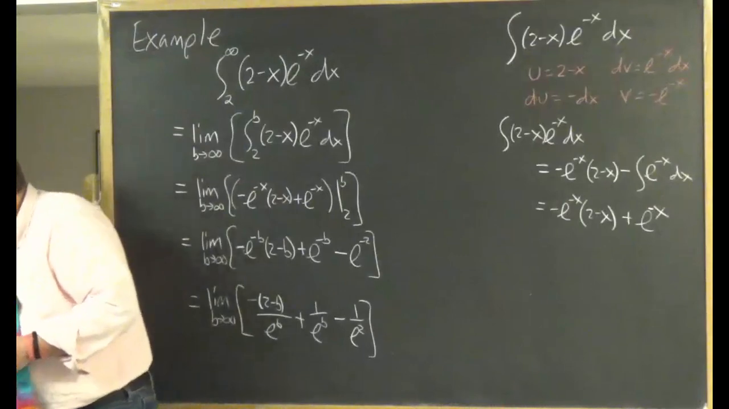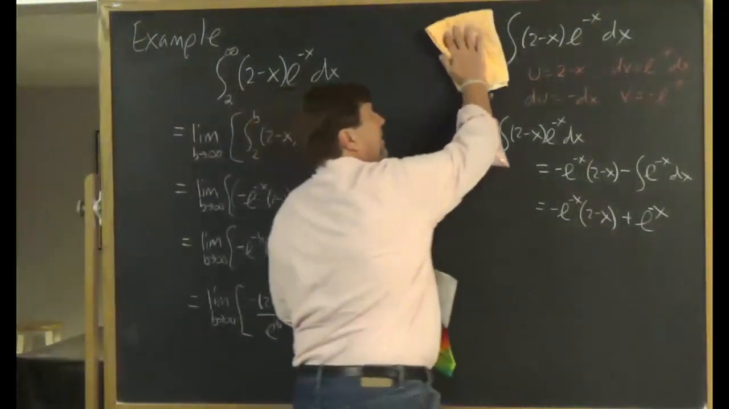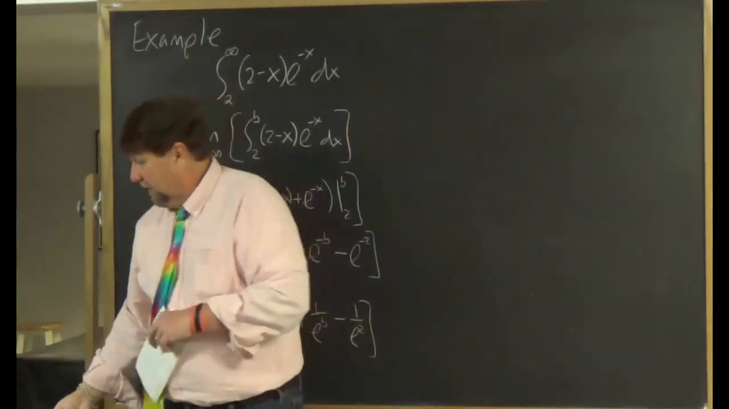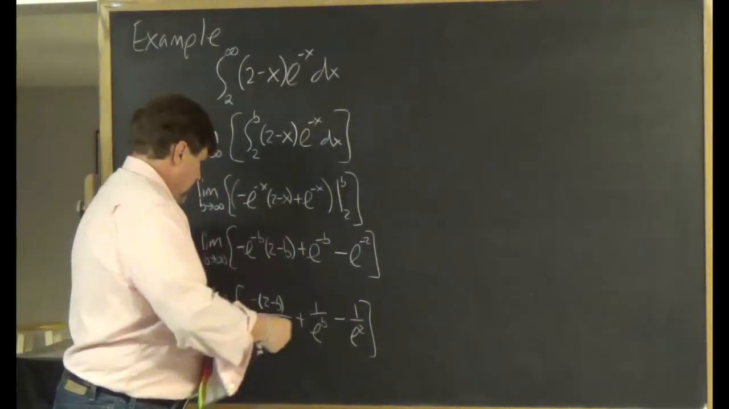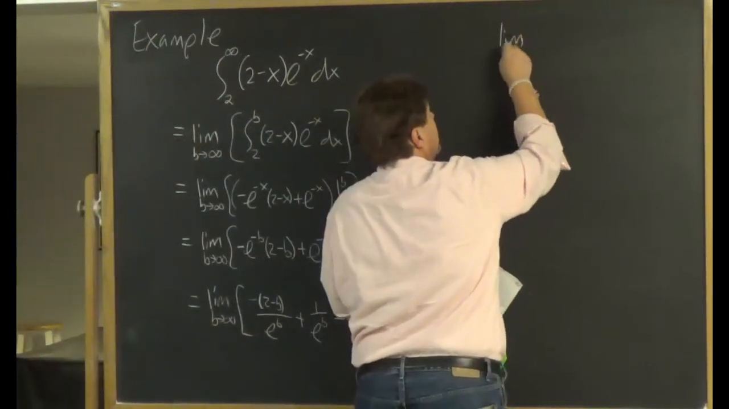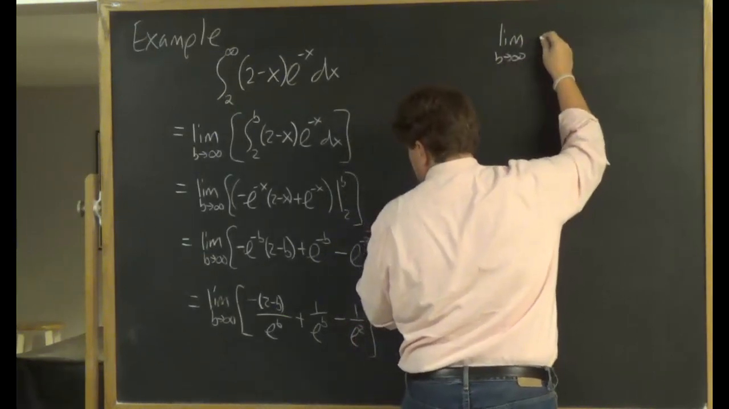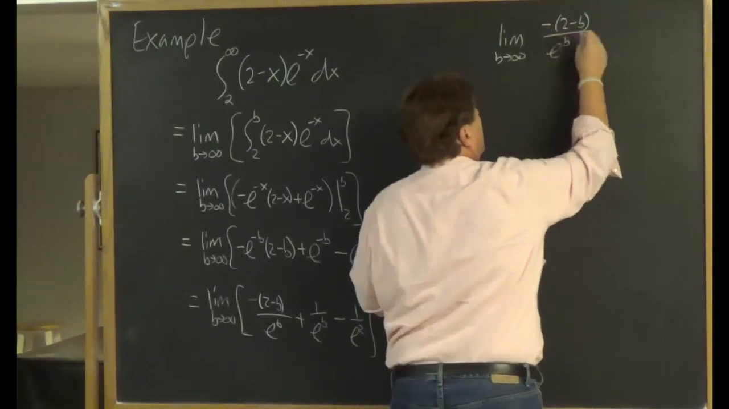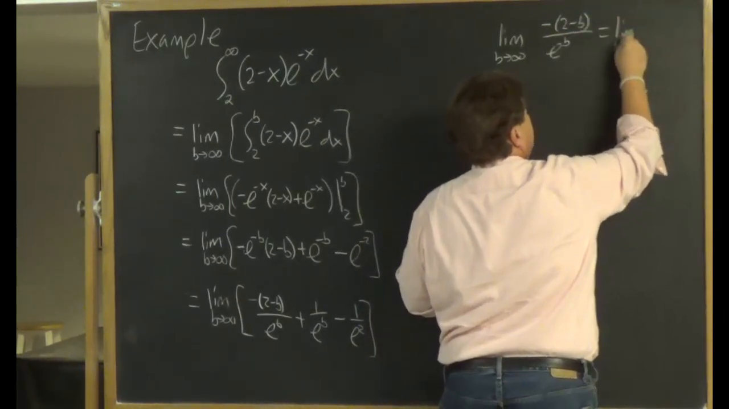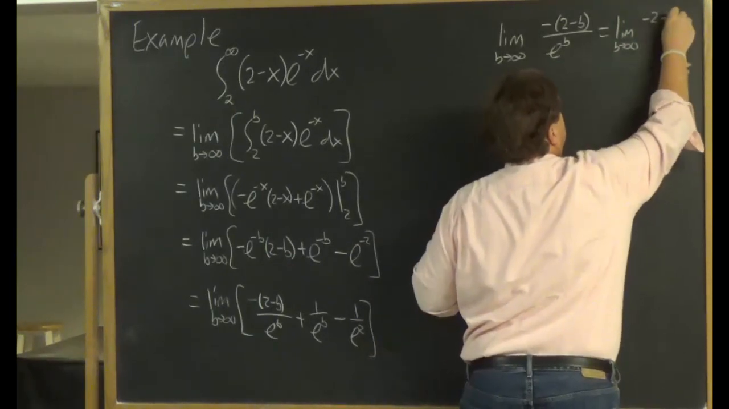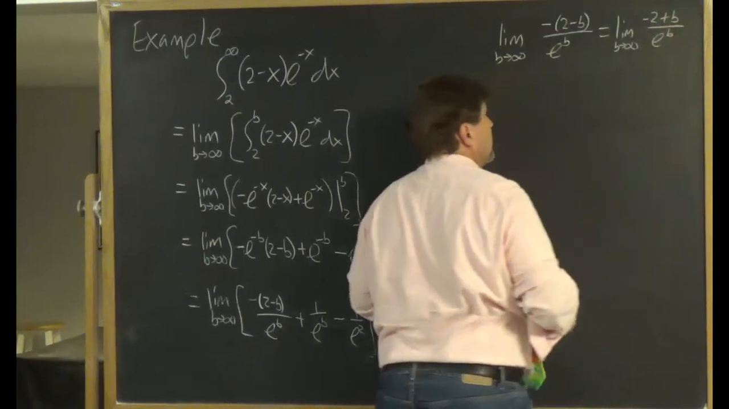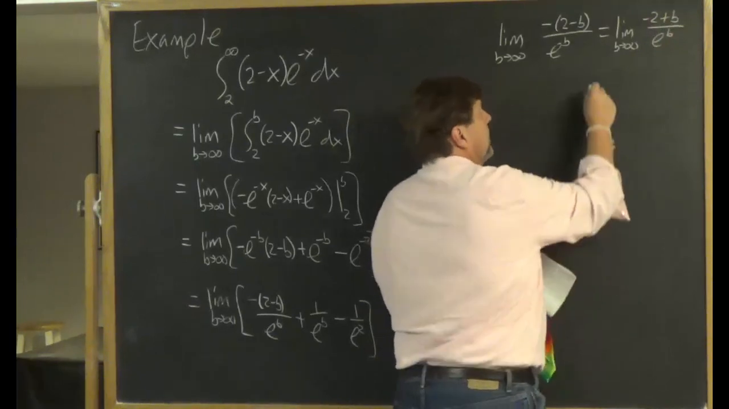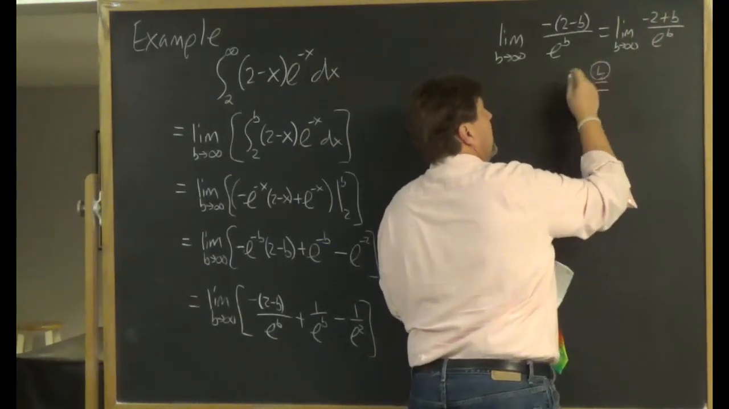So let me erase this work that we've already done, and let's review L'Hopital's rule. This is what I'm trying to analyze. Or if you prefer, you could see this as the limit as b goes to infinity of negative 2 plus b over e to the b. Infinity over infinity.